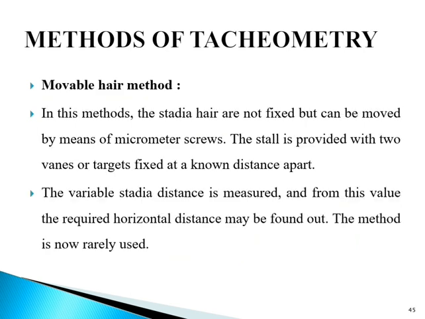Next is the movable hair method. In this method, the stadia hairs are not fixed but can be moved by means of micrometer screws. The staff is provided with two vanes or targets fixed at a known distance apart. The variable stadia distance is measured, and from this value the required horizontal distance may be found out. The method is now rarely used.